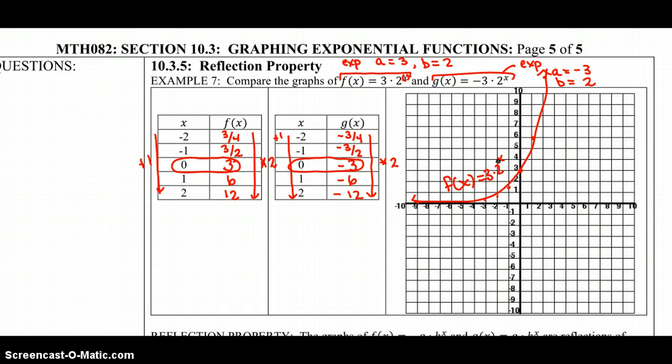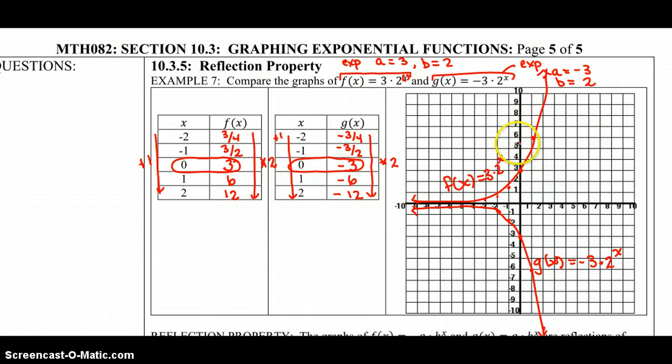Okay. But now if we graph our other function, at 0 we had a point down here at negative 3, and at 1 we had a point down here at negative 6, and at 2 we had a point down here at negative 12, negative 1 we had negative 3/2, and so on. And so we get a graph that looks like this. So this is our g of x, which was negative 3 times 2 to the x. Okay, so we're asked to compare the graphs of these two functions.